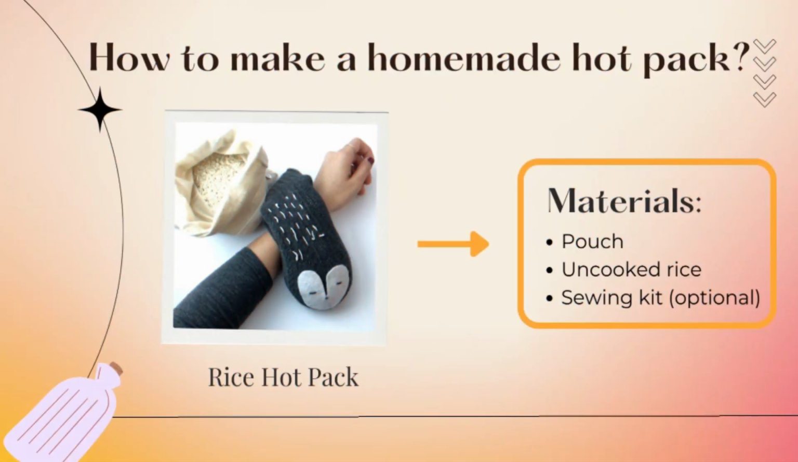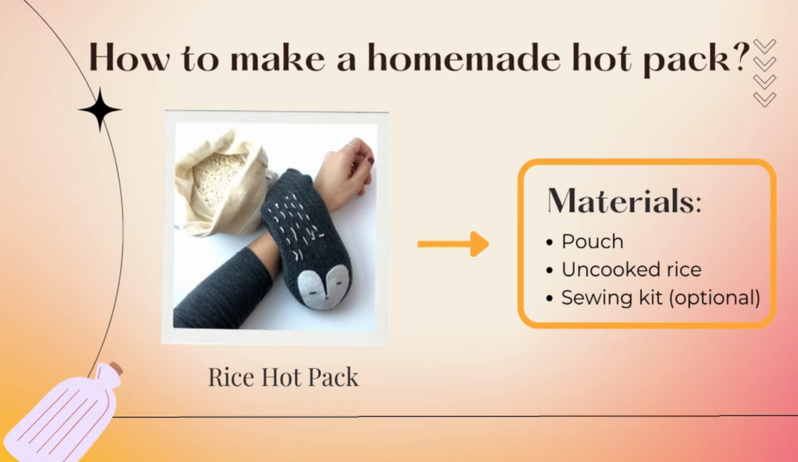Next, we will proceed with the heat pack. To make the rice hot pack, the materials that we need to prepare are a pouch, uncooked rice, and a sewing kit. The first step in the procedure is to select a pouch for the hot pack. The pouch can be anything as long as all of its sides are sealed with only one opening left. And some examples are an old clean sock or a small pillowcase.